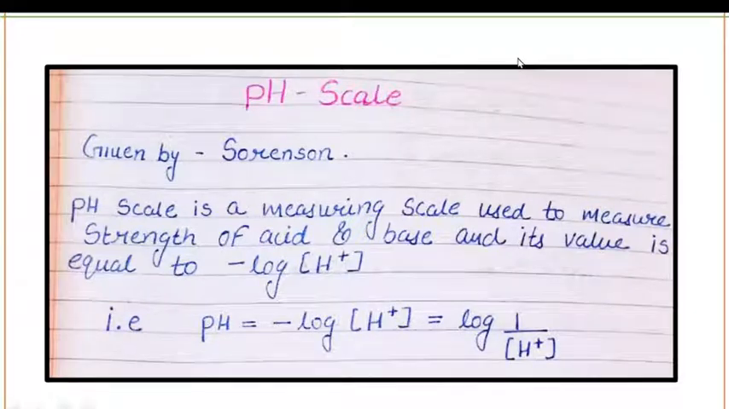And if you talk about what is pH, or what is the pH scale, then the pH scale is a measuring scale that is used to measure the strength of acid and base and its value. Which means pH is the term that is used to measure the acidity and basicity of a substance. To calculate the value of pH, we have a simple general formula: pH equals minus log of H plus ions concentration, or log 1 by H plus ions concentration.